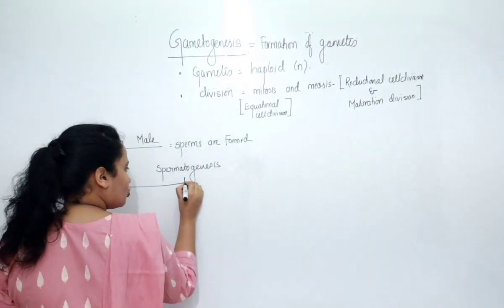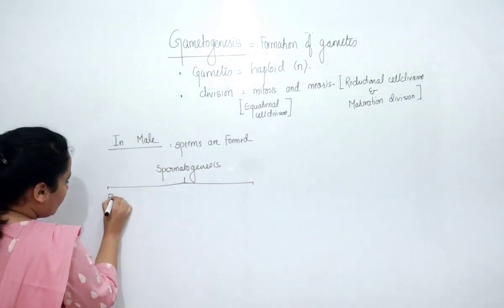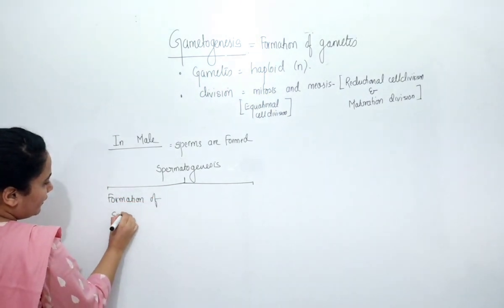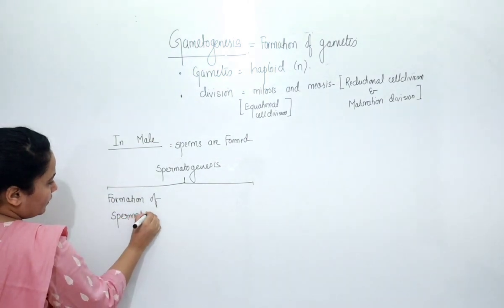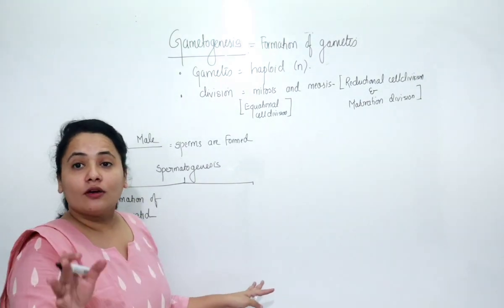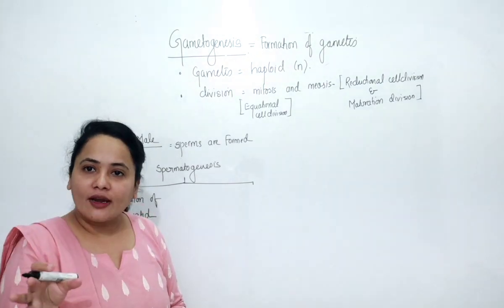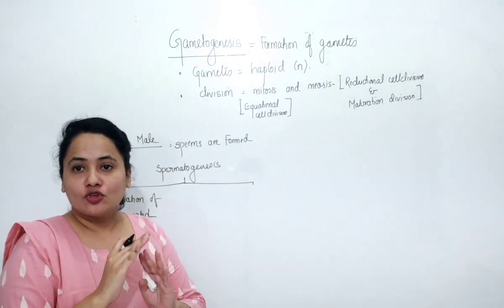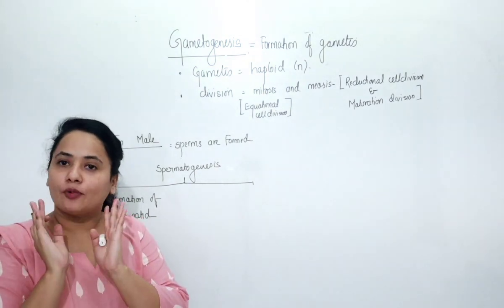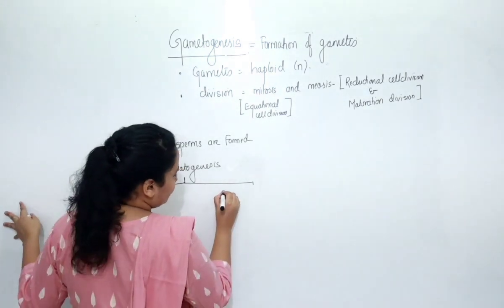It is split into two phases further. The first phase is known as formation of spermatids. Remember this. Spermatids. Now, spermatid is not a sperm. It is yet a single cell with no tail, no head piece, no middle piece. So, it is not a morphologically differentiated one. It is simply a cell which is haploid.